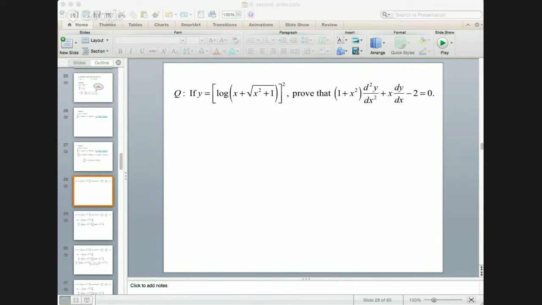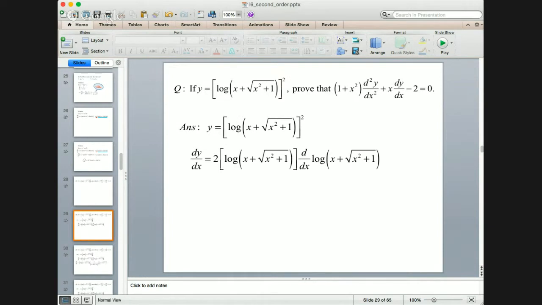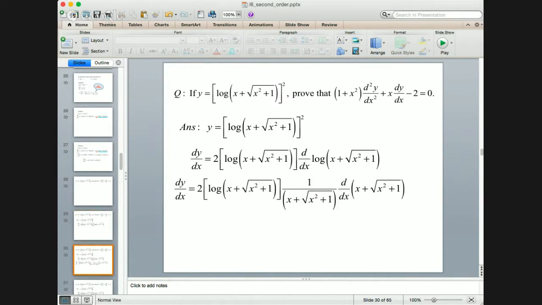All right, have you given it a try? Because this needs to be looked at very carefully. When you find dy by dx by the chain rule, it will be twice log of x plus root of x square plus 1 into the derivative of the inner function, which is log of x plus root of x square plus 1. And then we again follow with the chain rule. So what's the derivative of log of a function of x? Nothing but 1 by the function of x into the derivative of that function with respect to x.